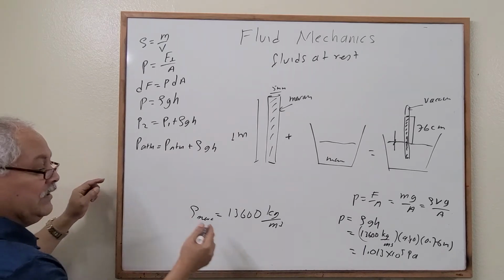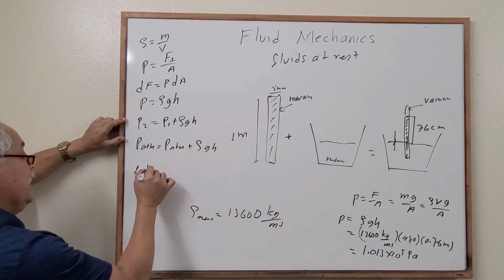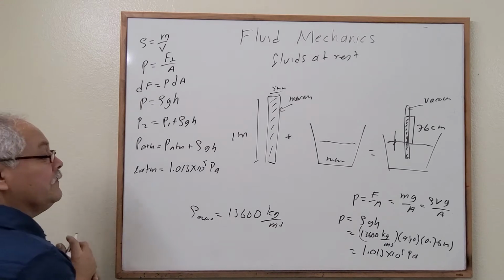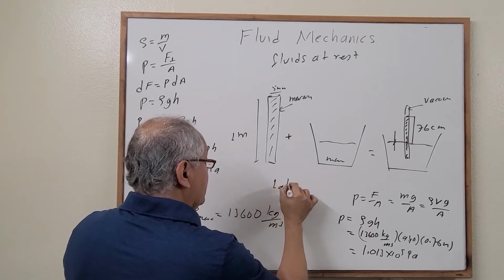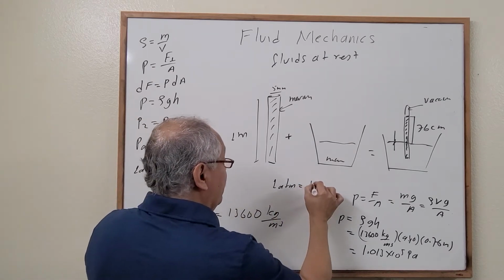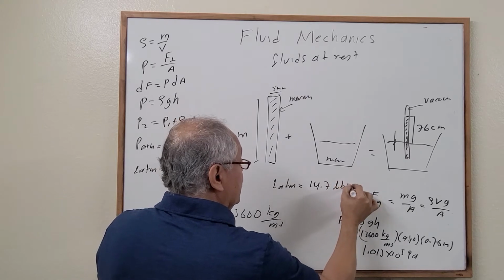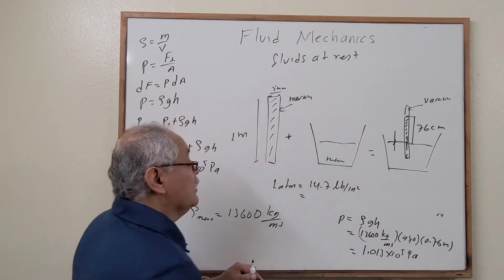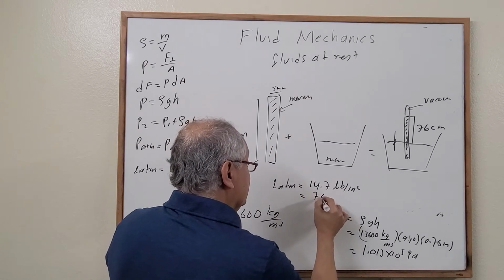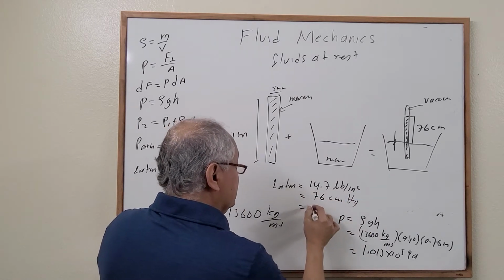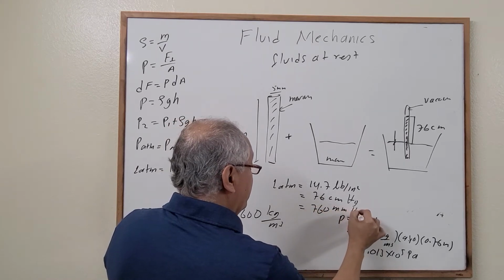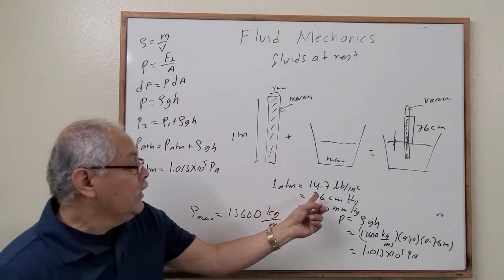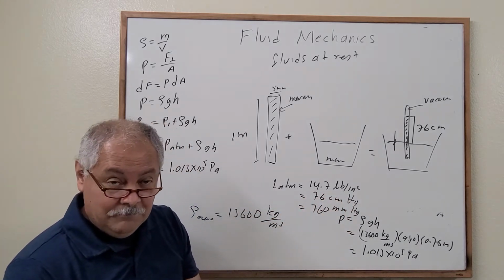1 atm is equal to 1.013 times 10 to the 5th pascals. Also, 1 atm of atmospheric pressure is equal to 14.7 pounds per square inch, or psi. This is also equal to 76 centimeters of mercury, or 760 millimeters of mercury. So these are other units that we use for atmospheric pressure: psi and millimeters of mercury. Correct?